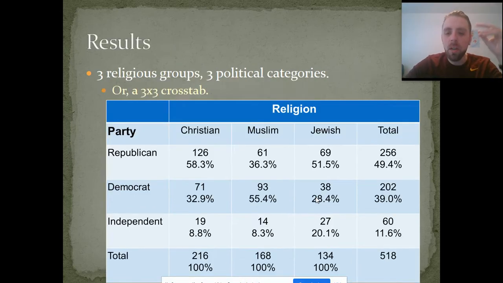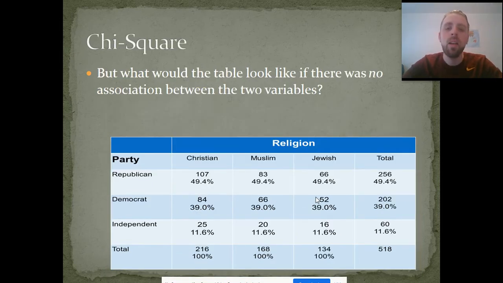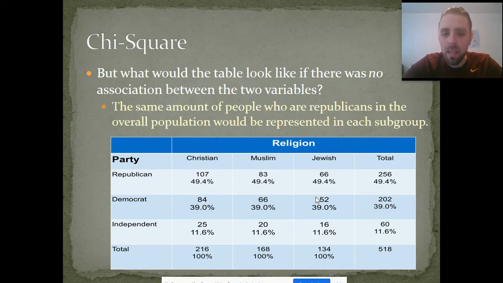So again, actually, let me go back here real quick. Take a glance at the total column, 49.4%, 39%, 11.6%, and then obviously the intersection of total and total would be 100%. If there was no association between the two variables, we would expect the same proportion of people who are Republicans in the overall population would therefore be represented in an equivalent fashion within each subgroup. So take a look at what you see here on this graph. This is a hypothetical no association variable.